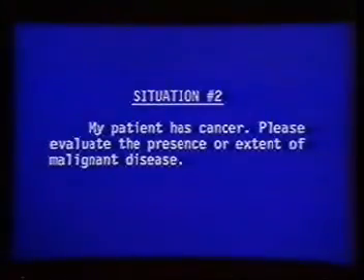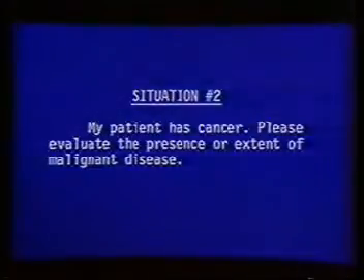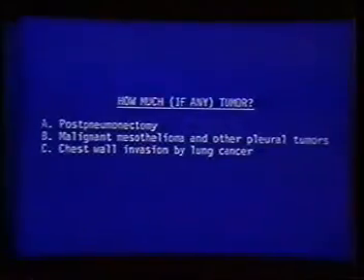Now, the other major situation that we often deal with, and probably this is true of anybody doing CT, is you've got a patient with cancer, and you need to know what is the full extent of malignant disease, or in fact, whether there is malignant disease at the time that you're scanning the patient. And with regard to the pleura and the chest wall, there are a few situations I'd like to highlight.